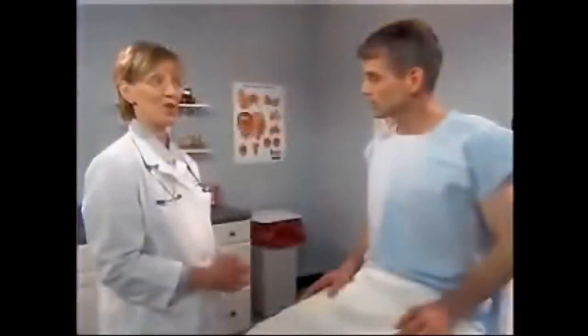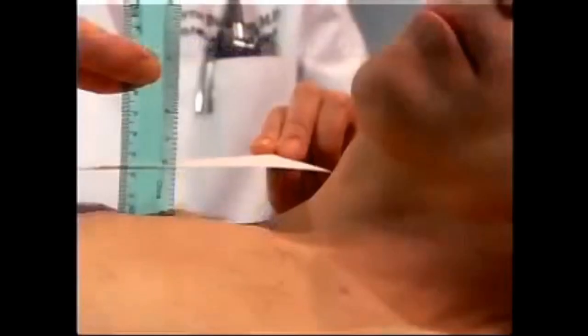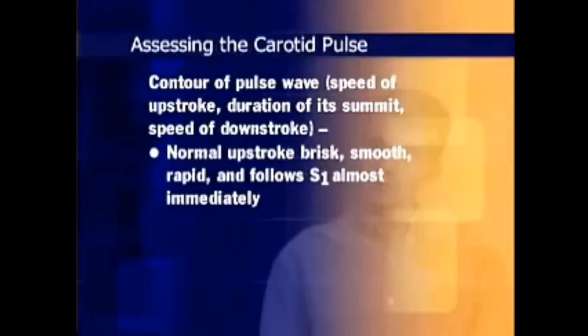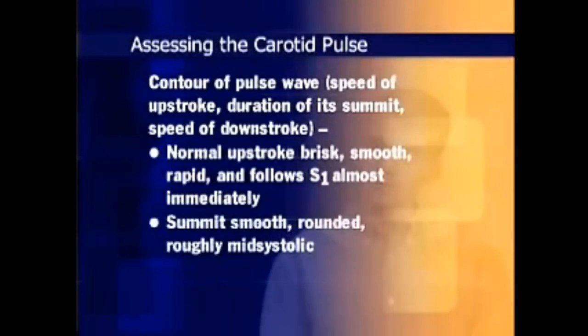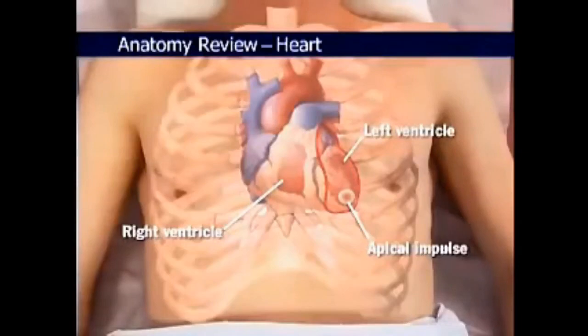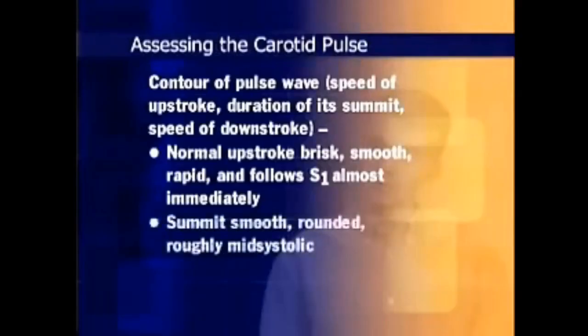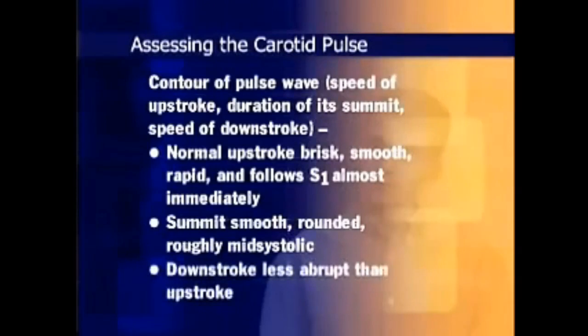With the patient's health history in mind, you're now ready for the examination. We'll find that the carotid pulse is almost always palpable at the point of oscillation of the carotid arteries. The summit is smooth, rounded, and roughly mid-systolic. The downstroke is less abrupt than the upstroke.